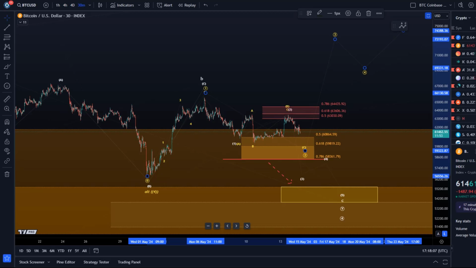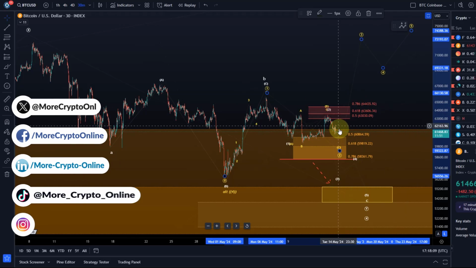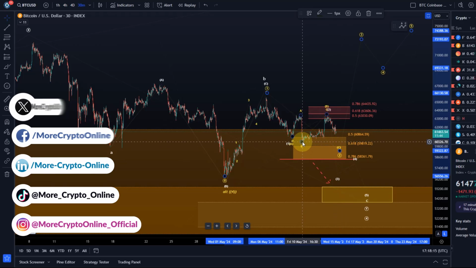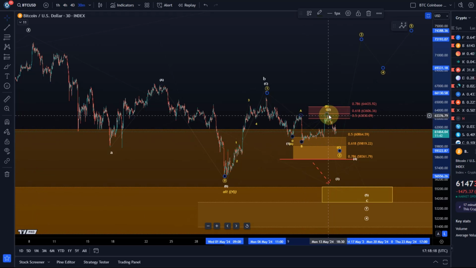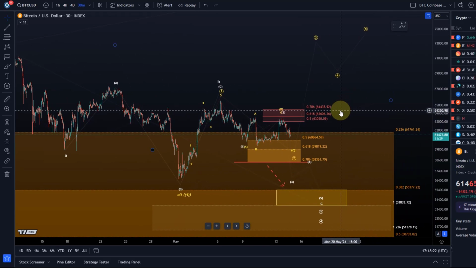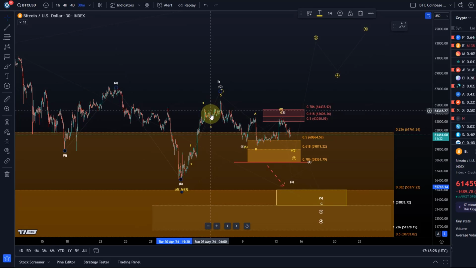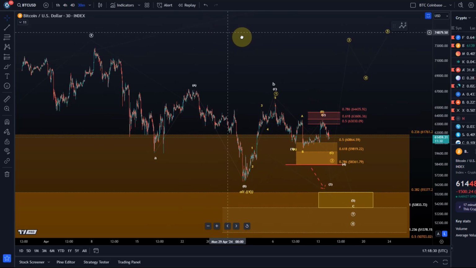Let's do a quick intraday update here, as Bitcoin is still holding above the support area, but Bitcoin has clearly failed to rally in 5 waves from the Friday low. So we take a look at the short-term bullish and short-term bearish scenarios here. Looking at short-term bearish first.